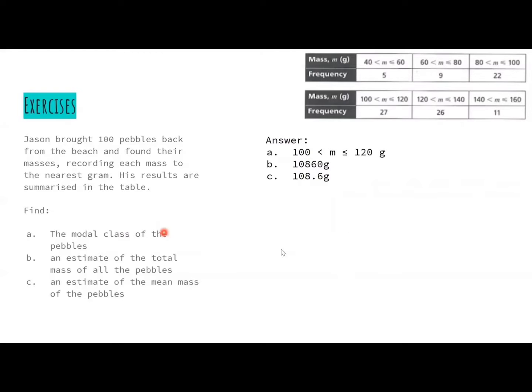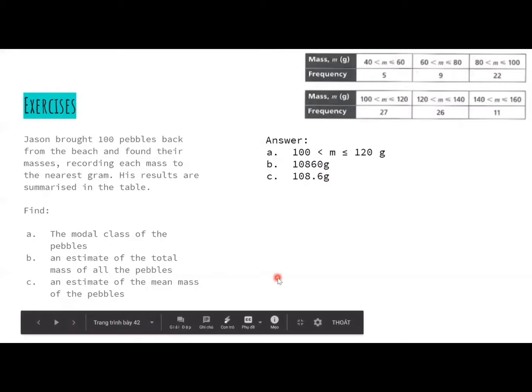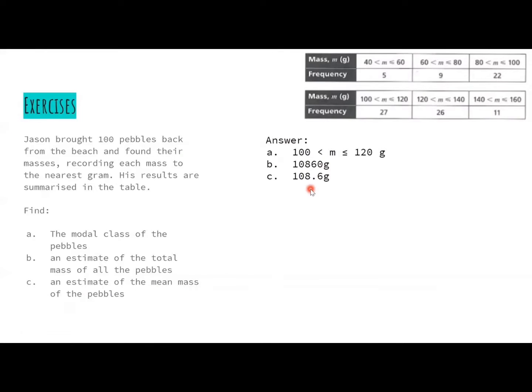And an estimate of the total mass of all pebbles is going to be 10,860 grams. And the last one, an estimate of the mean mass of the pebbles, is going to be 108.6 grams.